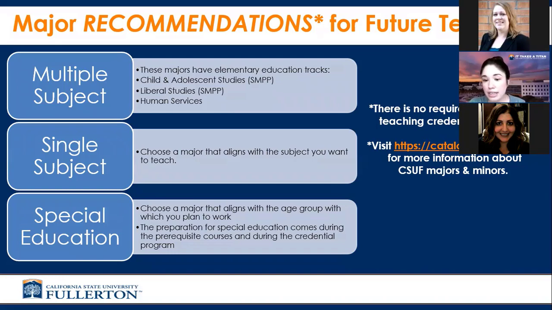Next, with single subject, you want to choose a major that aligns with the subject that you plan to teach. That makes the most sense. So if you're planning to teach science, you want to major in that science that you want to teach. If it's biology, major in biology. If it's English, major in English. Again, you don't have to major in the subject you're planning to teach, but it's going to make the most sense for you to do so.